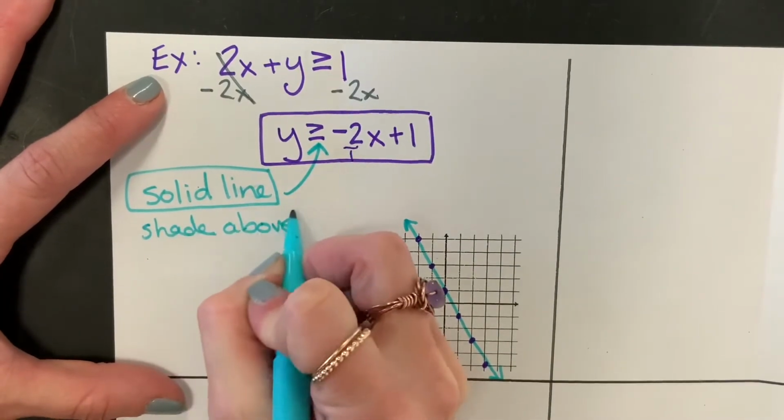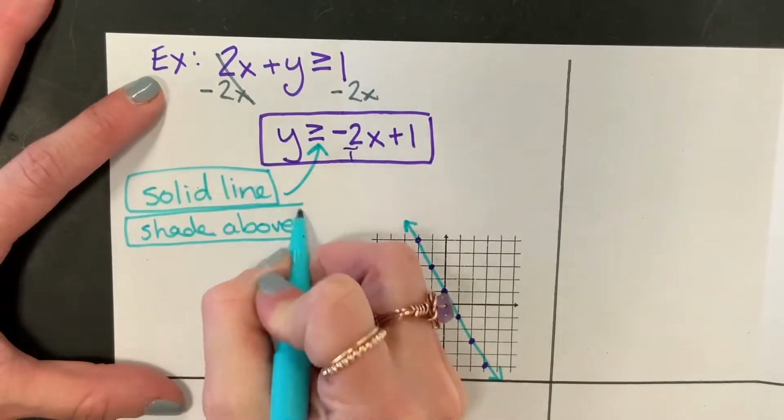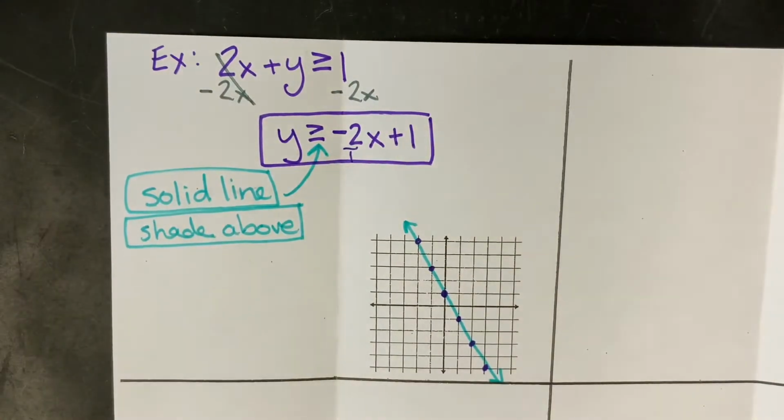Oh, I saw this on the calculator. Yep, you can do shading above or below on your calculator. I was just messing with it.